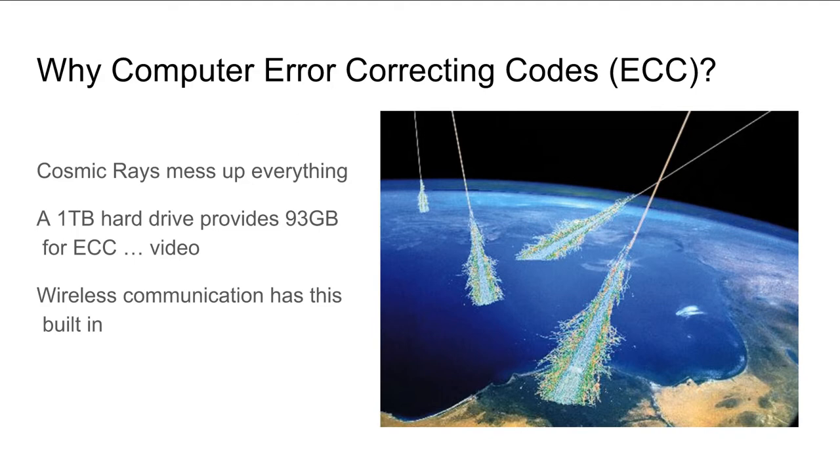You might have noticed when you buy a hard drive, you'll buy a 1 terabyte hard drive, but you only get 900 gigabytes. That's because the other 100 gigabytes is being saved for error correction codes. When you buy RAM, there's different kinds of RAM. It varies in price based upon how much error correcting code is built into the hardware itself. Wireless communication could not happen with our cell phones if we did not have error correcting built into the digital transmission of our telephone calls.